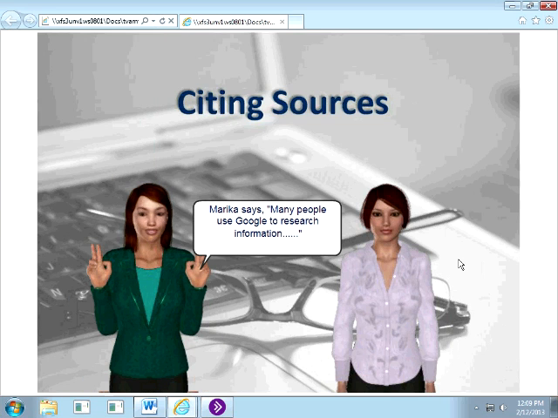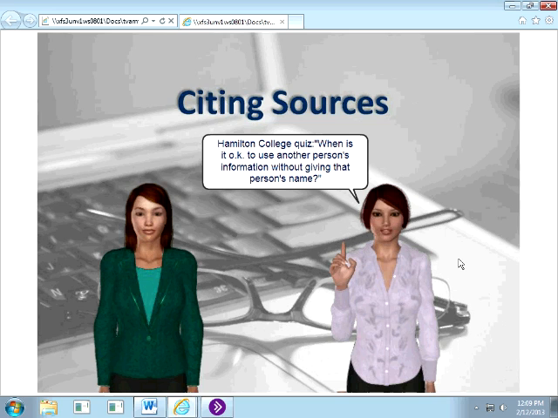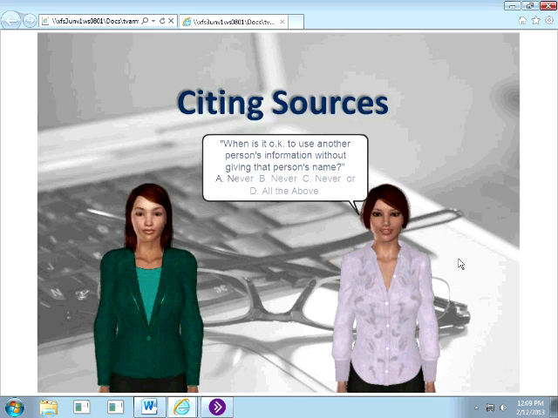So, if I said, Marika says that many people use Google to research information, but not too many evaluate the websites they find, is that okay? Yes, the name is part of what you need when you use someone else's words or ideas. Here's a good way to remember, and I'm quoting from a question on a quiz from Hamilton College. Here's the question. When is it okay to use another person's information without giving that person's name? Here are the possible answers. Choose one. A, never. B, never. C, never. Or D, all of the above.